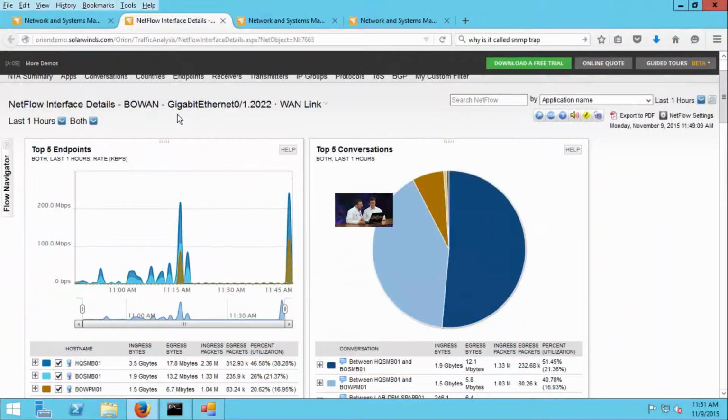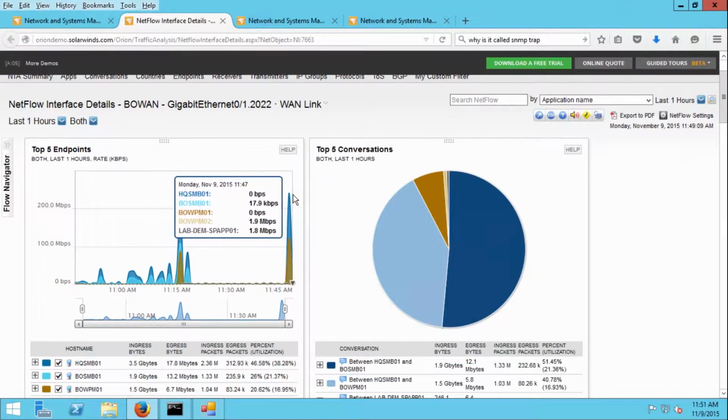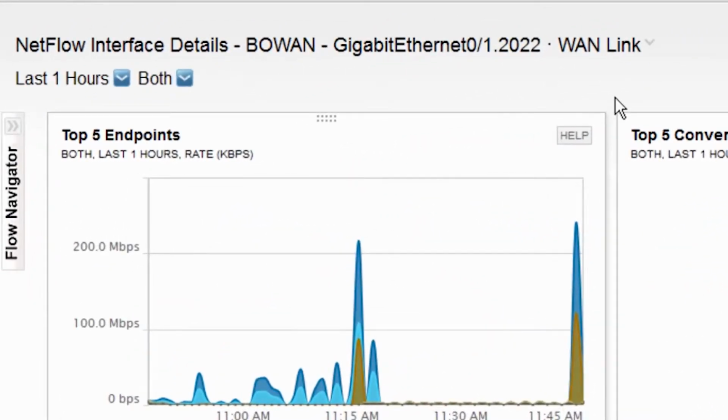My interface is being heavily utilized. What's using that interface? So let's take a look at our interface here and take an example of what that looks like. Here we're looking at an interface on this device called BO-WAN.